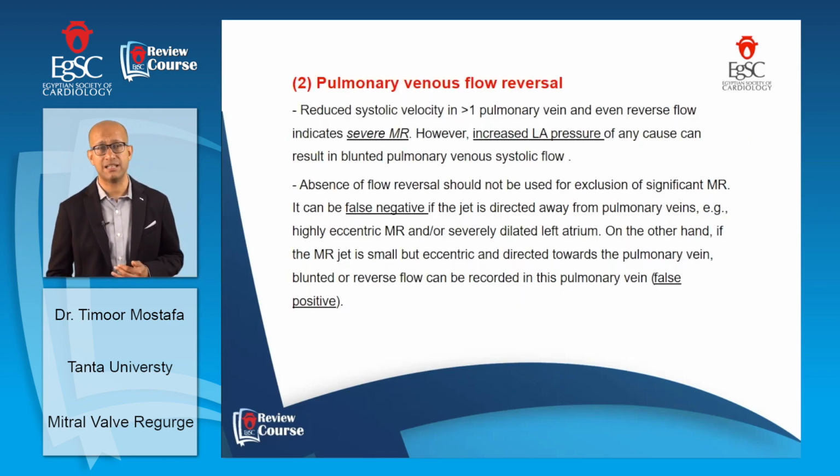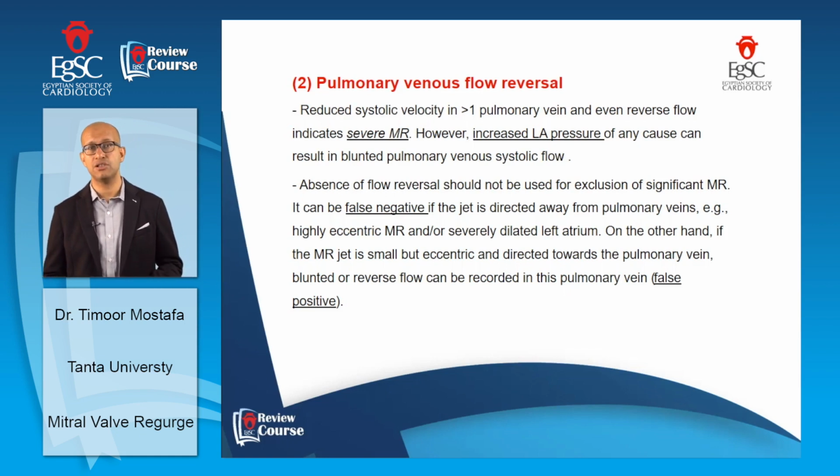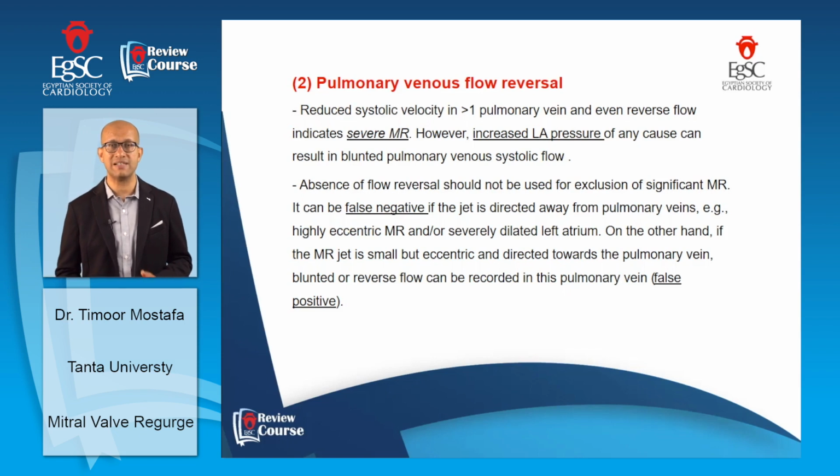What about the second one, which is the pulmonary venous flow reversal? The reduction of systolic velocity in more than one pulmonary vein and even reversal of flow indicates severe mitral regurgitation. However, increased left atrial pressure of any reason may result in blunted pulmonary venous systolic flow. So, absence of flow reversal should not be used for exclusion of significant mitral regurgitation. It can be a false negative.